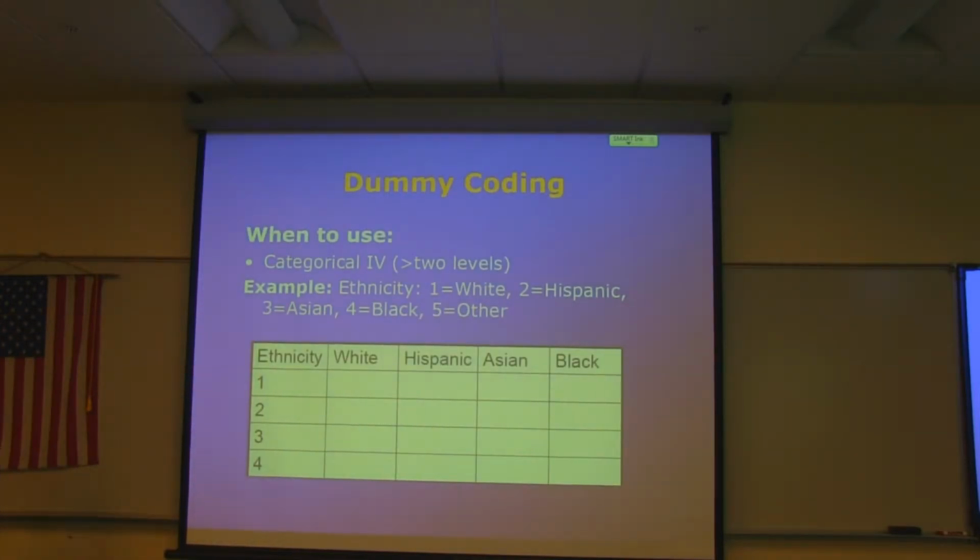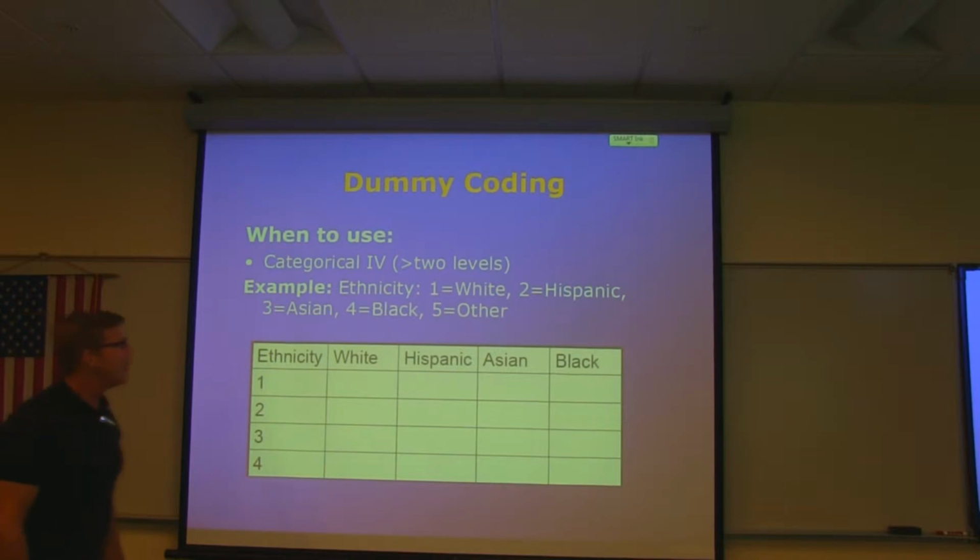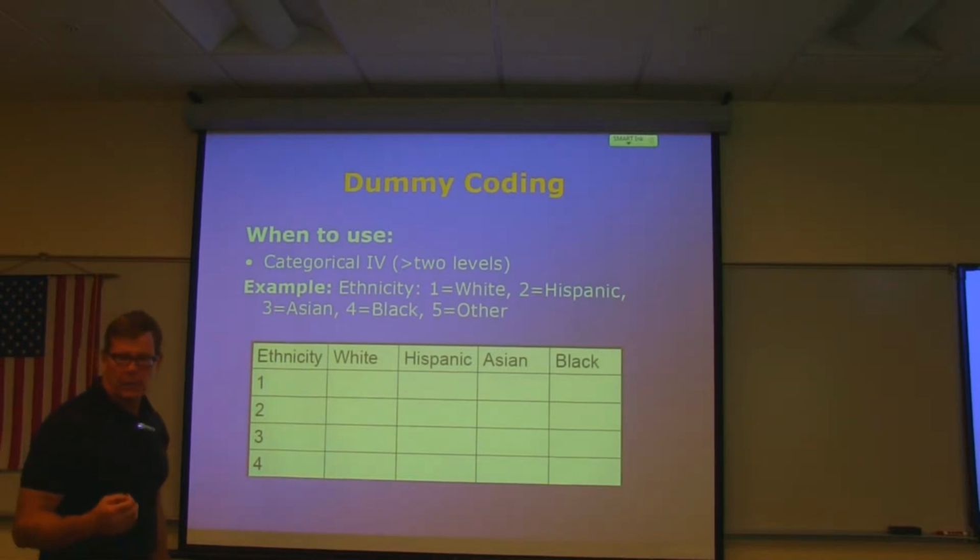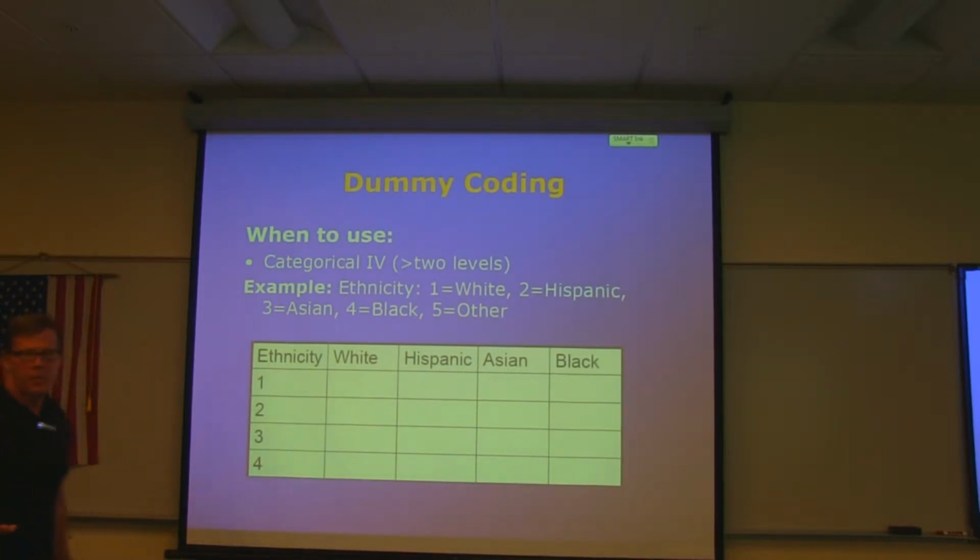Dummy coding, when to use. When we are transforming categorical variables into some dichotomous variable, we want to use dummy coding. So again, we're using categorical variables, and we're going to reduce a categorical variable that is coded with 3 or more codes down into something that is dichotomous.